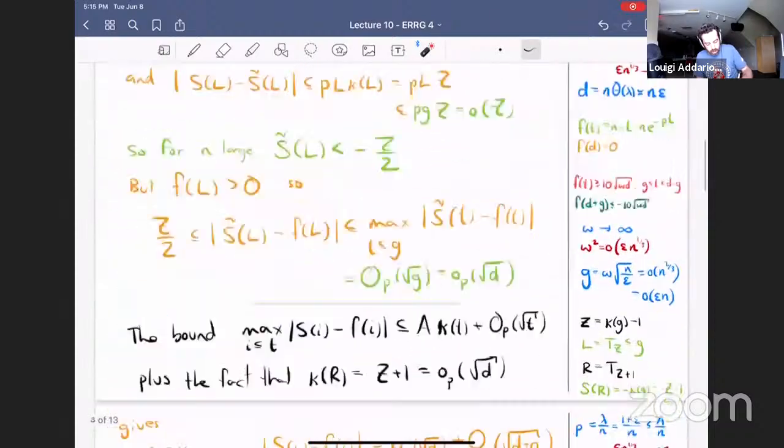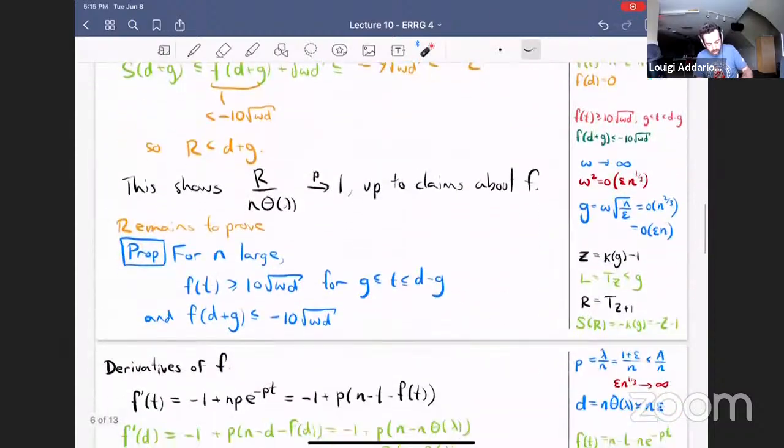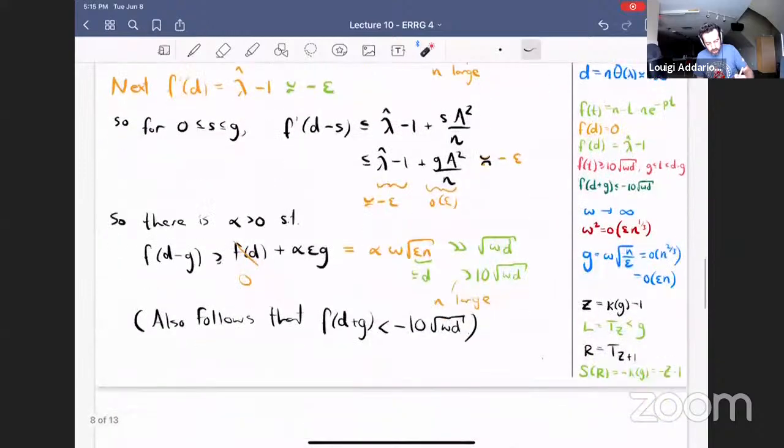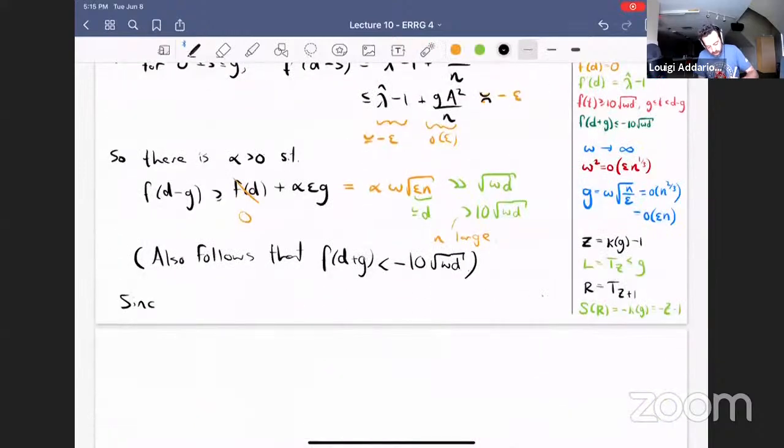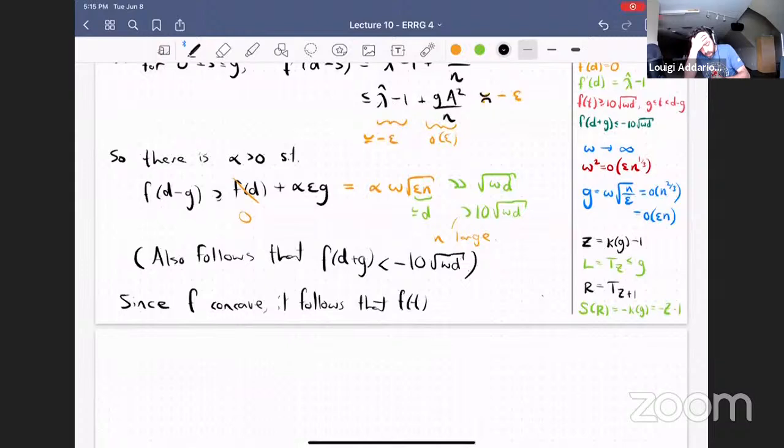Okay, so since that's the last observation, since f is concave, it follows that f of t is bigger than 10 root omega d for all t in this interval, g to d minus g.